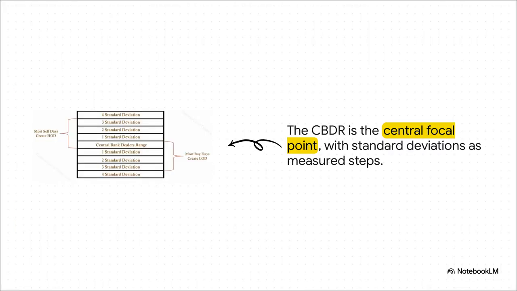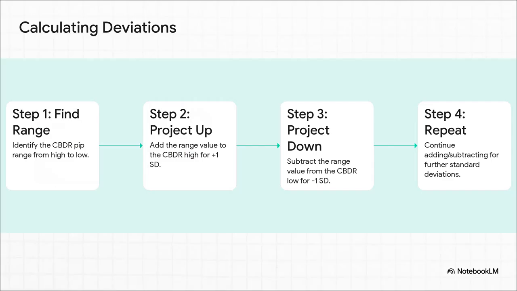The best way to think about this is that the central bank dealer's range is your home base. It's your starting point. The standard deviations are just measured steps. You're literally taking the size of that range and stacking it on top of and below your home base. They're predictable, calculated levels. And don't worry, the math here is incredibly simple.